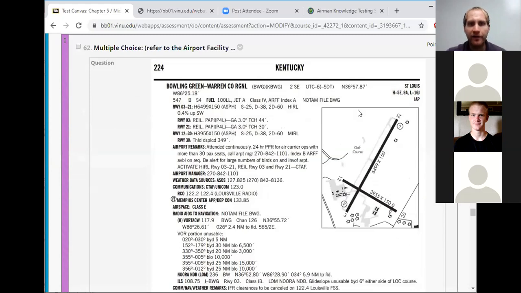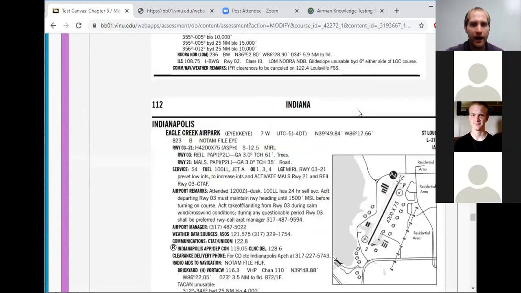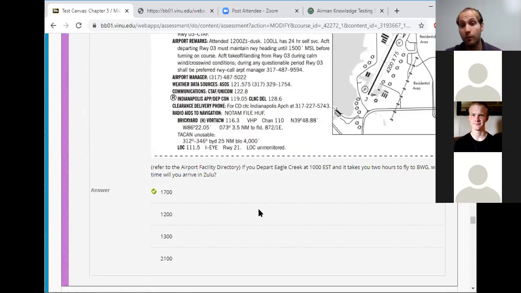All right, here's Airport Facilities Directory. We got a question. Here's a good problem for us. If you depart Eagle Creek at 10 Eastern Standard Time and it takes you 2 hours to fly west to BWG, what time will you arrive in Zulu? All right, so let's try to work this one out. I got a lot of people missing this question.